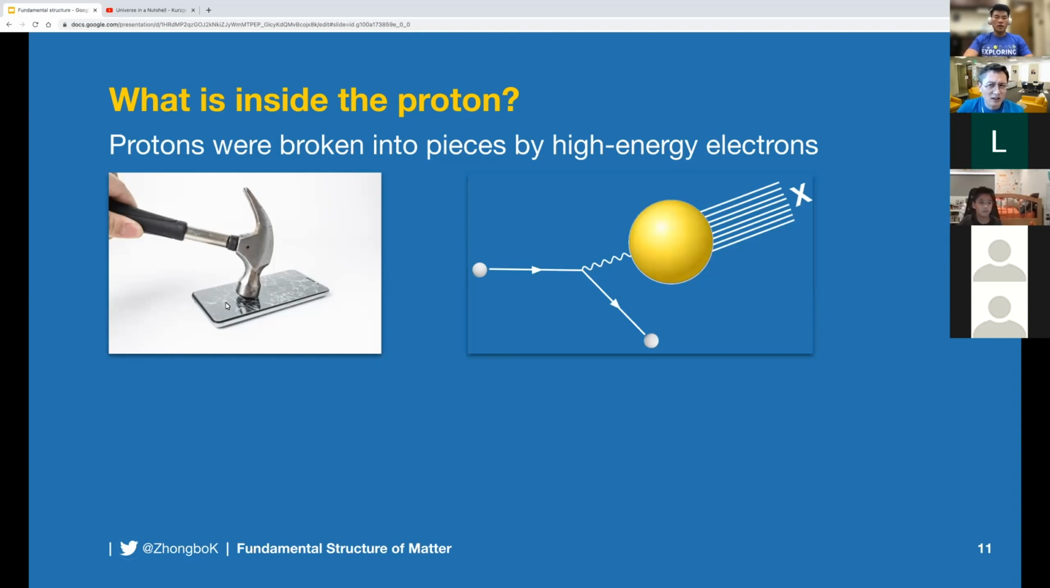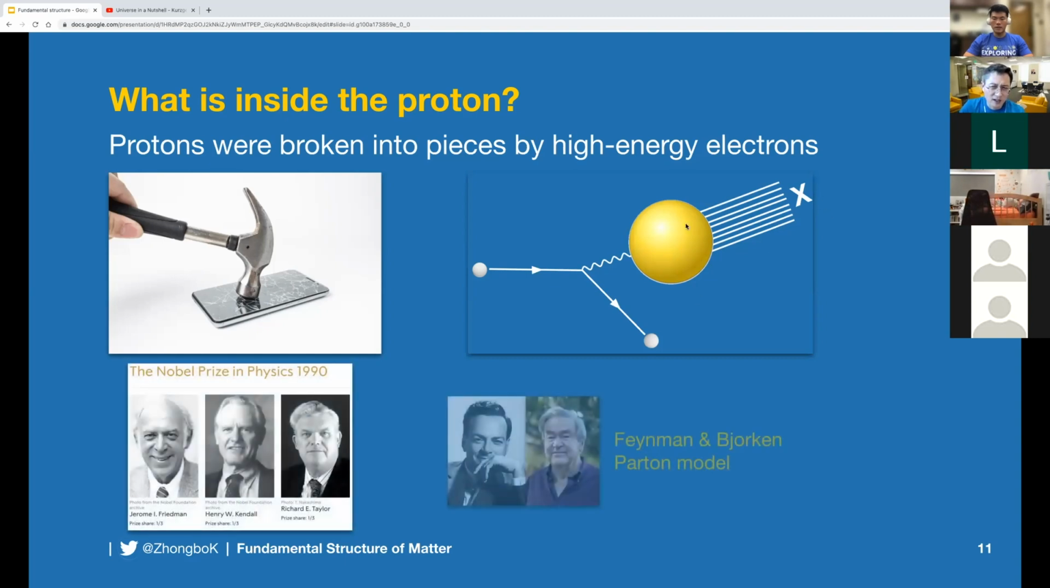The way you do it is very simple. If you want to know what's inside your phone, how do you do it? You smash your phone and then you see what's inside, okay? It's exactly the same idea. You use some particle, smash your protons, and then by looking at the debris of these collisions, you try to figure out what's inside, right?